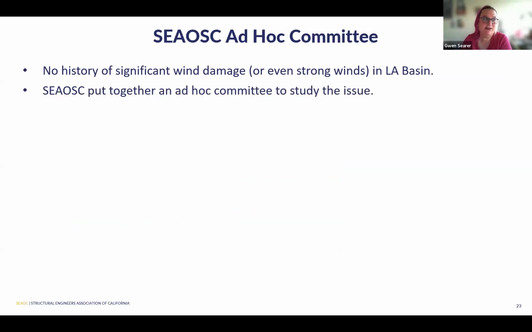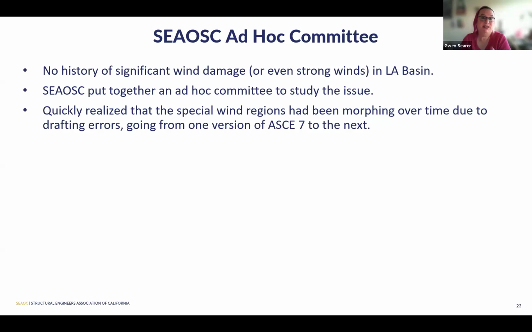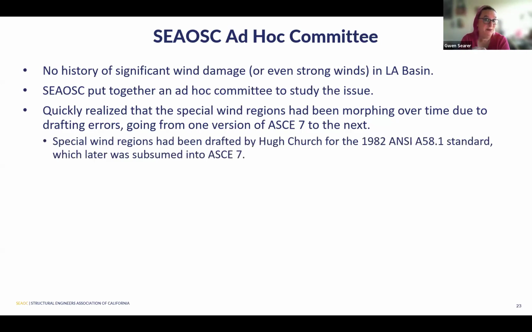So SEAOC, Southern California, put together an ad hoc committee to study the issue and make recommendations. The committee realized pretty quickly that the special wind regions had been morphing over time, whether due to drafting errors or drafting decisions, going from one version of ASCE 7 to the next. Those special wind regions were developed by a single person just before 1982, a guy named Hugh Church. He was a meteorologist, and he basically drew on a map where he thought there might be unusually high wind speeds.